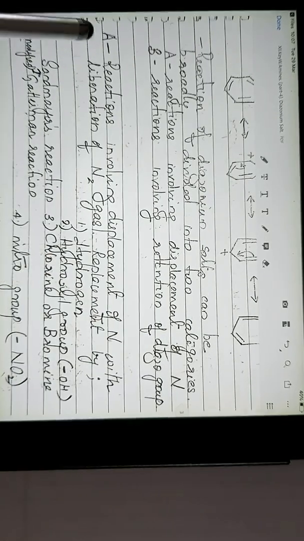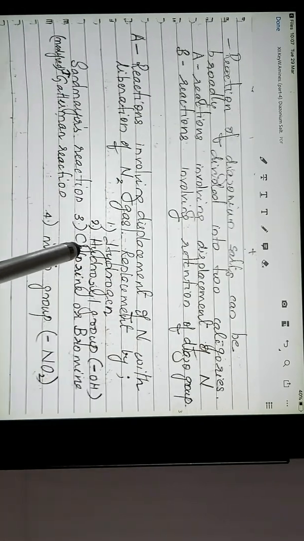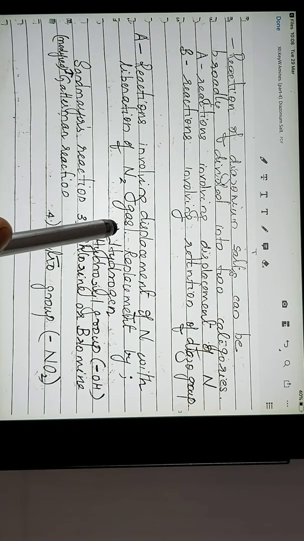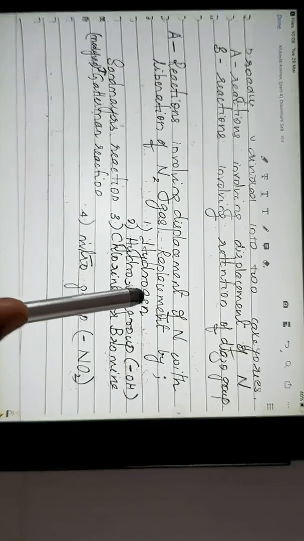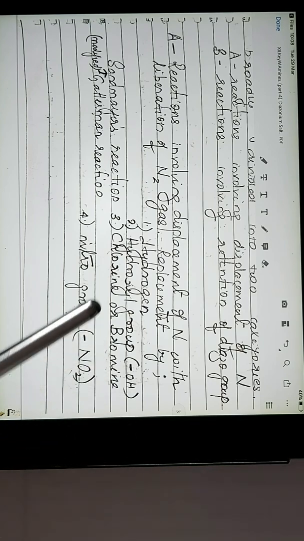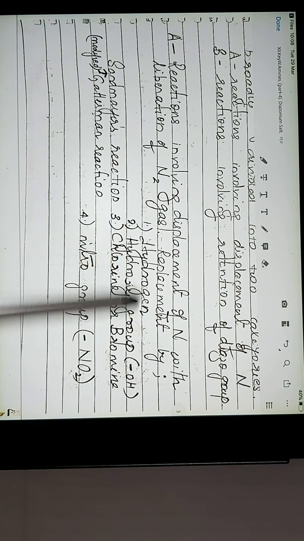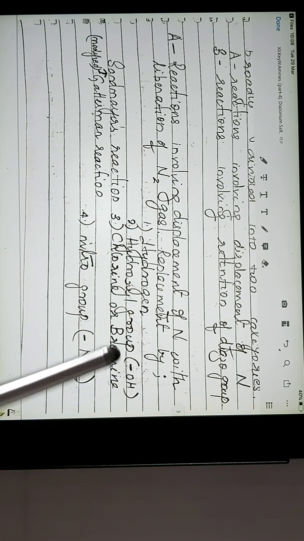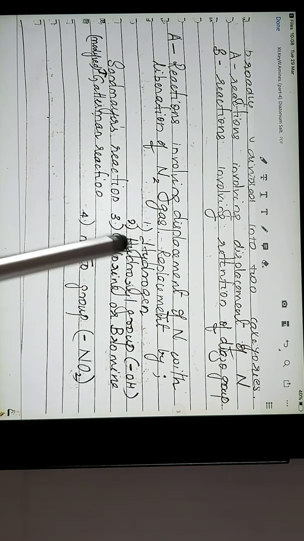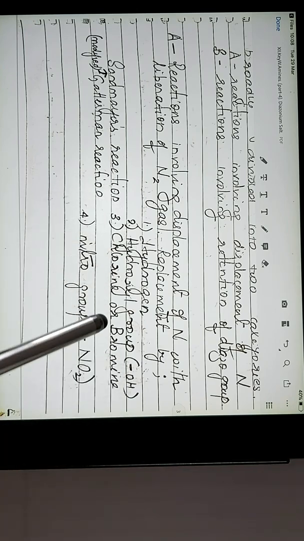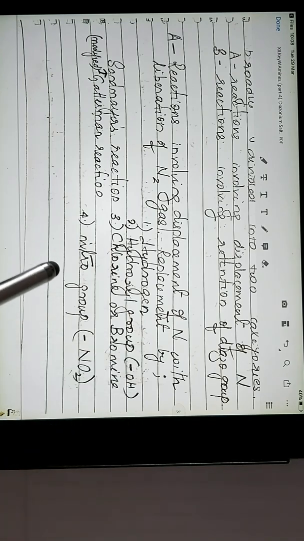Now we will go with the first one, reactions involving displacement of nitrogen with the liberation of nitrogen gas. Among the different reactions, we are recommended to go with a few of those. One is displacing the diazo unit with hydrogen taking the place. Another is hydroxyl replacing the diazo unit. Then chlorine or bromine taking the place of the diazo unit. And another is the nitro group replacing the diazo group.